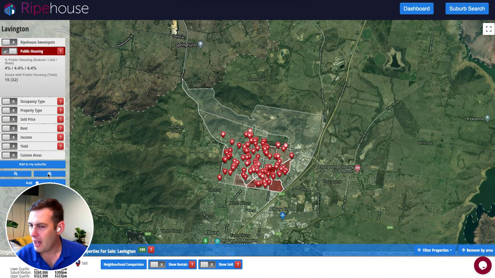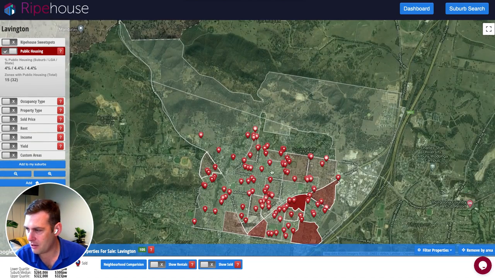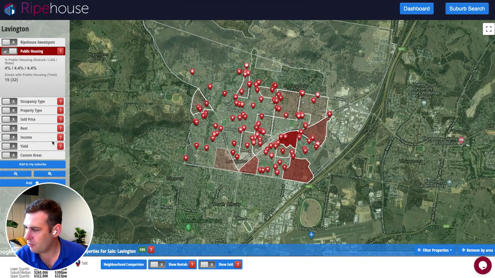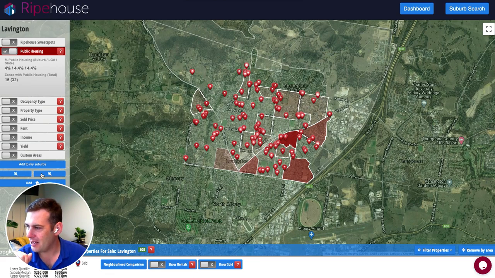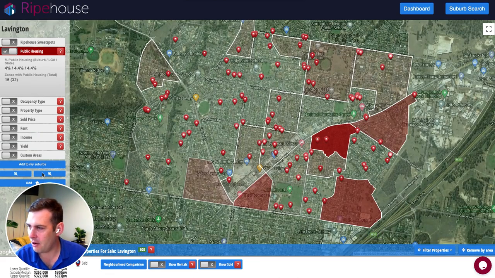What we're looking for in this particular screen is the suburb here, Lavington. You can see in Lavington we've got 105 properties on the market. There's a lot of properties on the market there. It's an area of Albury-Wodonga, which is on the Victorian and New South Wales border.